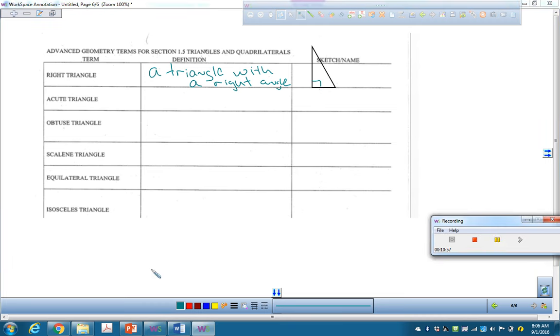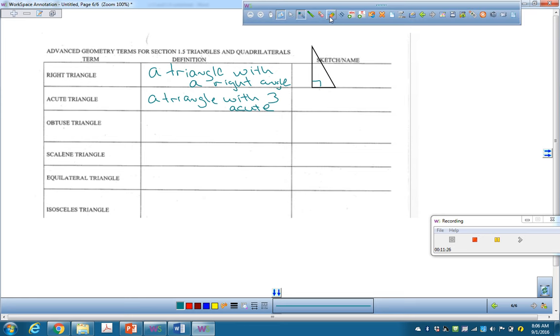Who can tell me what an acute triangle is? Go ahead, George. A triangle with 3 acute angles. Very nice. A triangle with 3 acute angles, so all angles are acute. You could draw a picture of one of those like you have in your book, or you could draw your own.